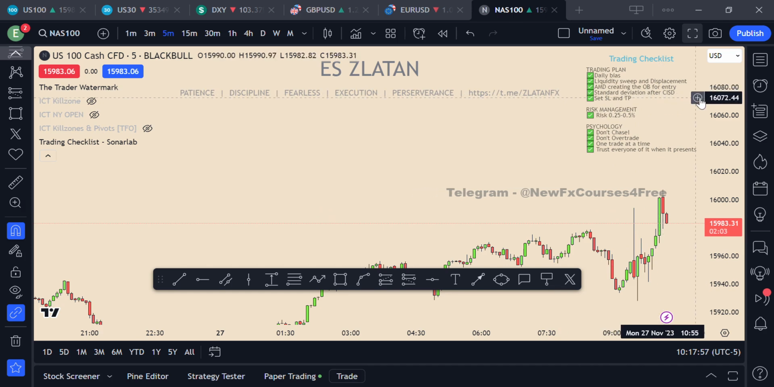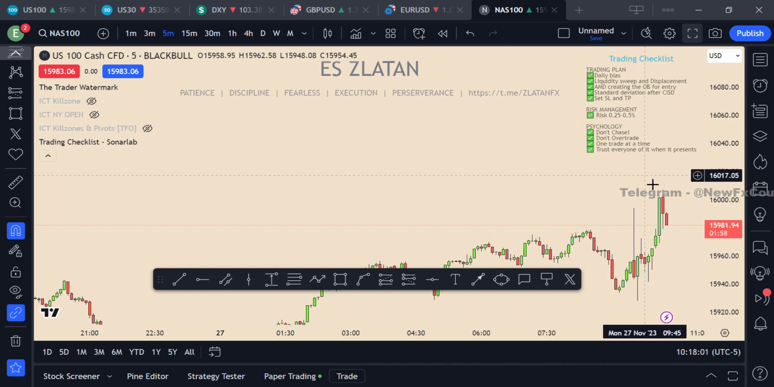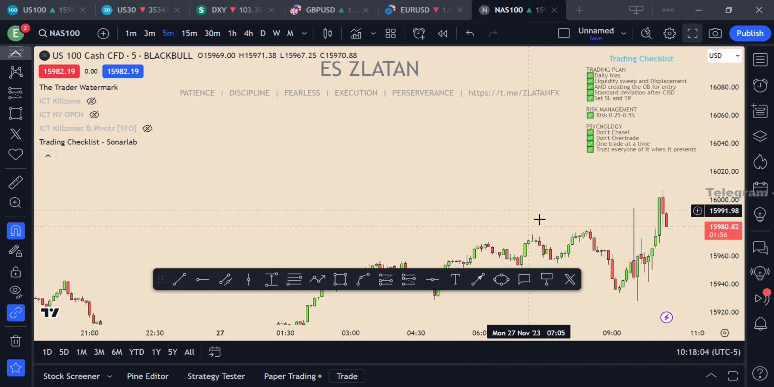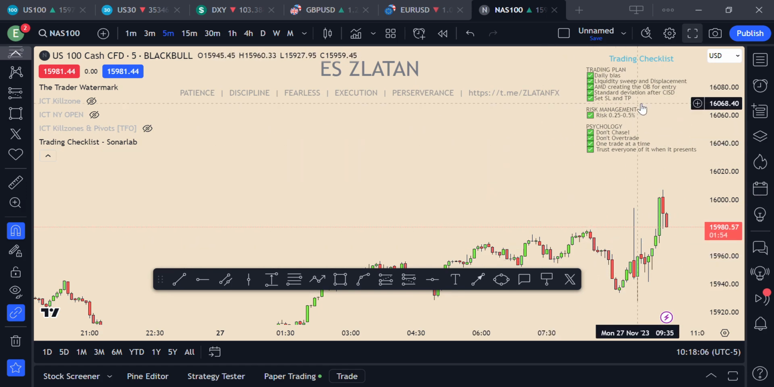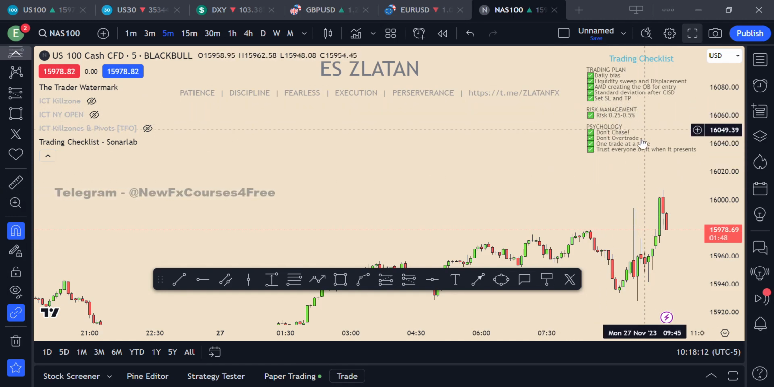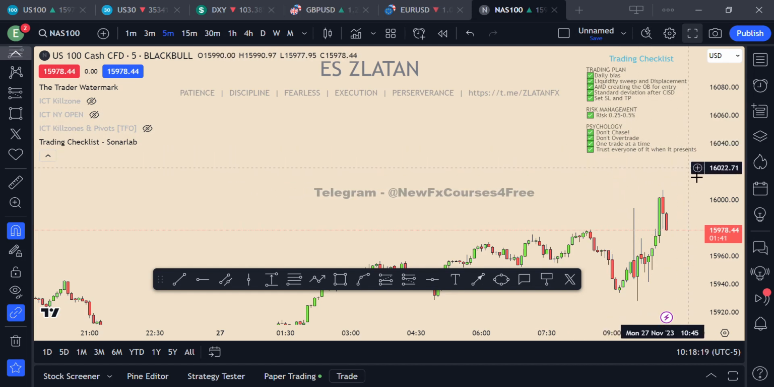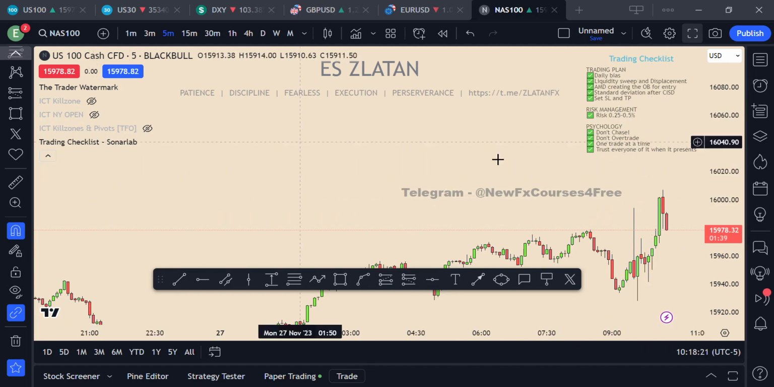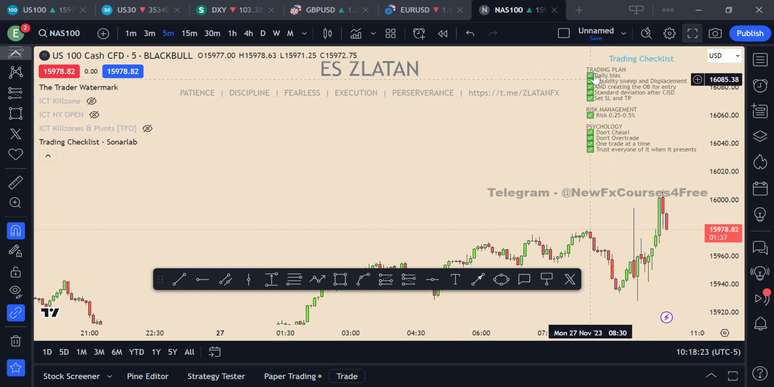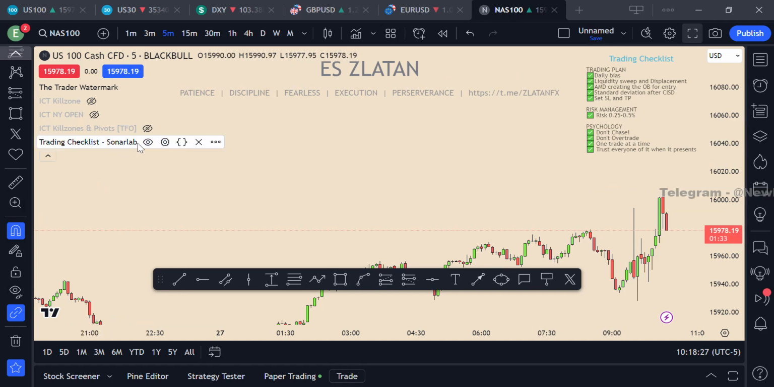After I get a change in state of delivery, I'm gonna talk about the change in state of delivery, but it's just the same thing I taught you guys, used with another block. And I set my stop loss on my TP, and this is my risk, and this is my psychology. I don't chase trades, I don't overtrade. One trade at a time, trust every one of them when it presents. So now you could use this to always remind yourself of the rules. Trading Checklist by Sonalab, that's the name.